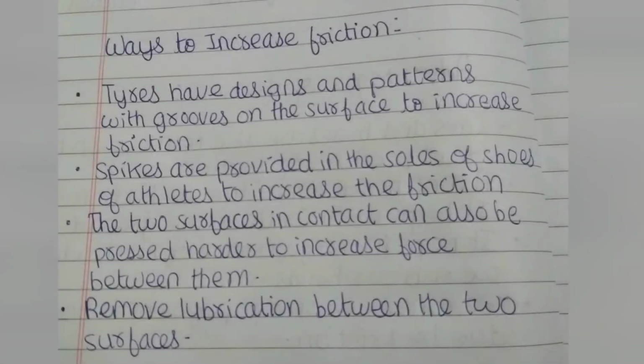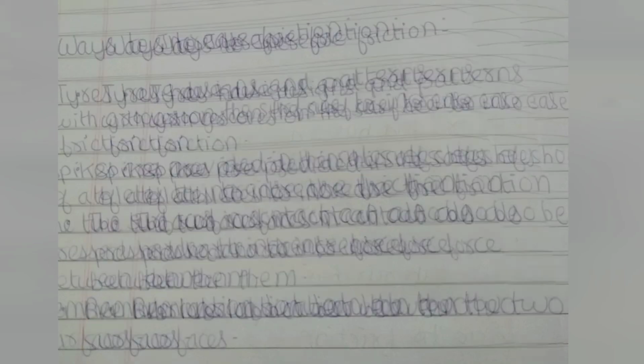Ways to increase friction. First, tires have designs and patterns with grooves on the surface to increase friction. Second, spikes are provided in the soles of shoes of athletes to increase the friction. Third, the two surfaces in contact can also be pressed harder to increase force between them. Fourth, remove lubrication between the two surfaces.